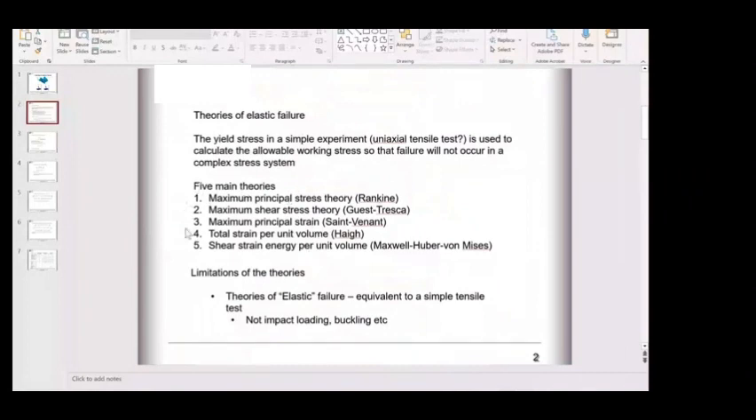It's not an exact science. There are lots of theories out there. The 5 main theories: the maximum principal stress theory, the maximum shear stress theory, maximum principal strain theory, the total strain per unit volume theory, and the shear strain energy per unit volume, or von Mises theory. So they're the ones that we're likely to come across. What we're considering is the failure of the material due to the fact that it is yielding. We're not considering other failure modes such as buckling or fatigue or whatever. What we're considering here is the material yielding and that leading to failure.